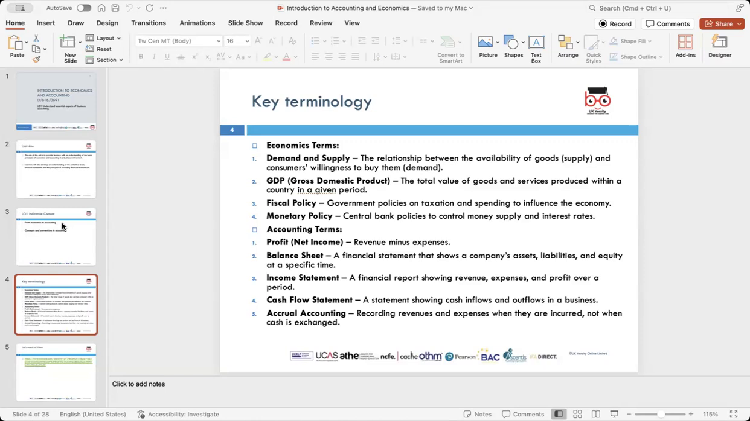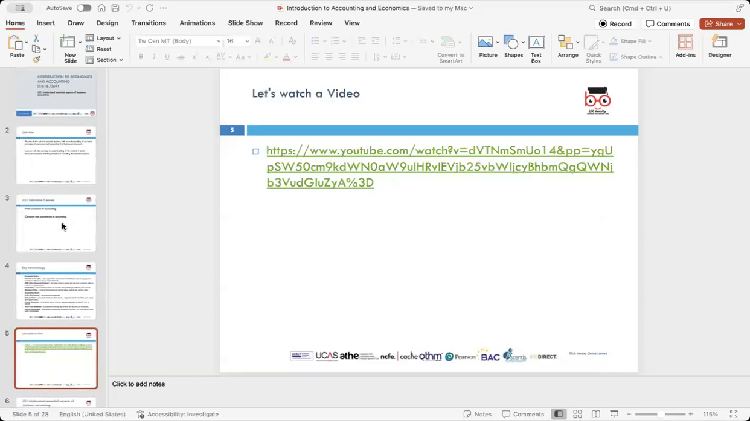Accounting terms, if we talk about accounting terminologies: profit, net income, revenue minus expenses. Balance sheet, a financial statement which shows a company's assets, liabilities, and equity at a specific time. Income statement, a financial report showing revenue, expenses, and profit over a period. Cash flow statement, a statement showing cash inflows and outflows in a business. Accrual accounting, recording revenues and expenses when they are incurred, not when cash is exchanged.